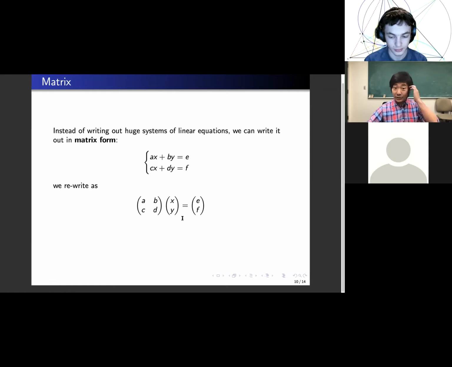And you can multiply a matrix by a vector by defining multiplication as you multiply the row by the column. So you would do this number times this number is AX, plus this number times this number is BY, which is equal to E. So if you've seen this stuff before, then it should remind you of dot products.